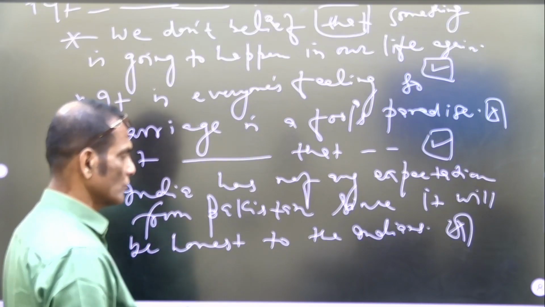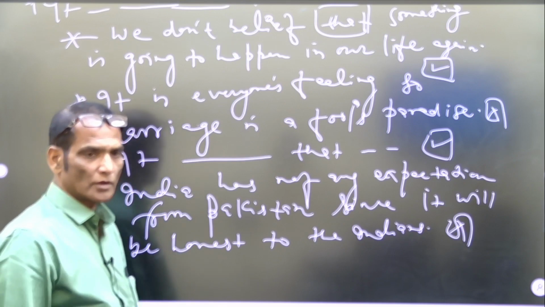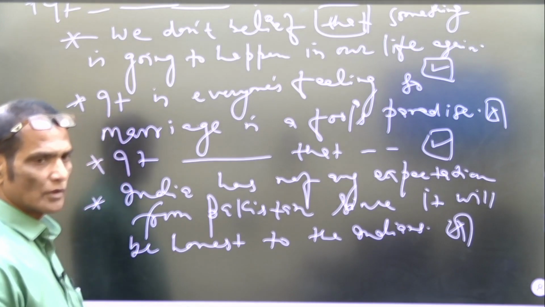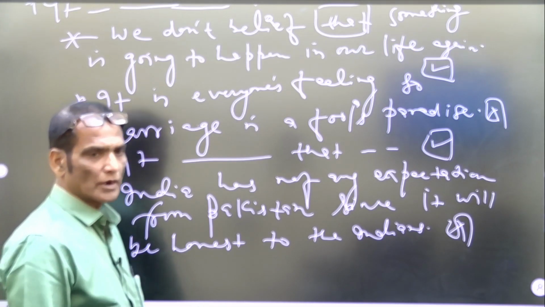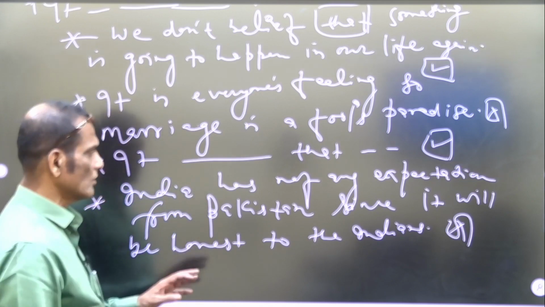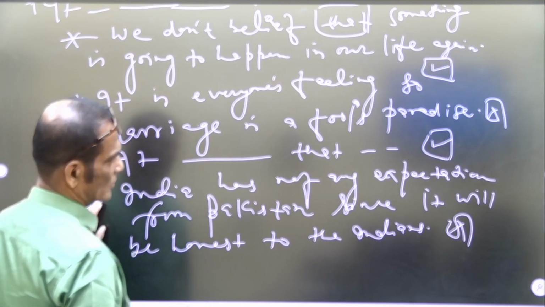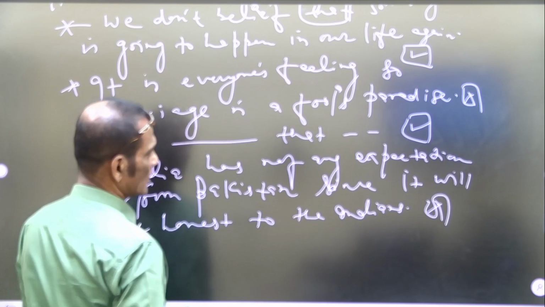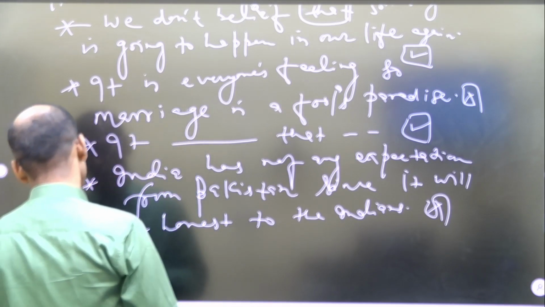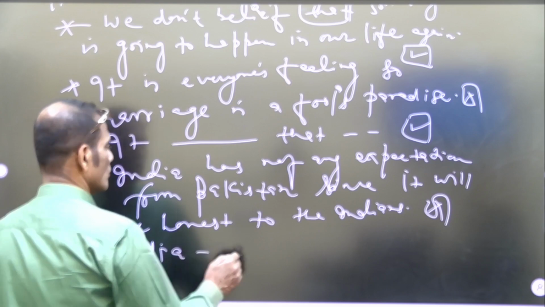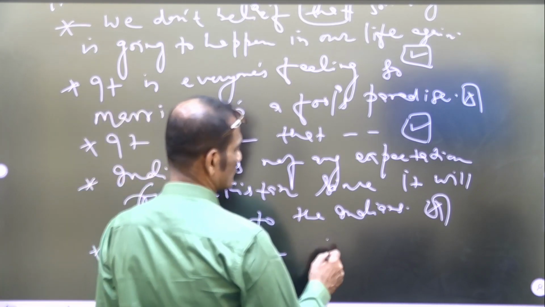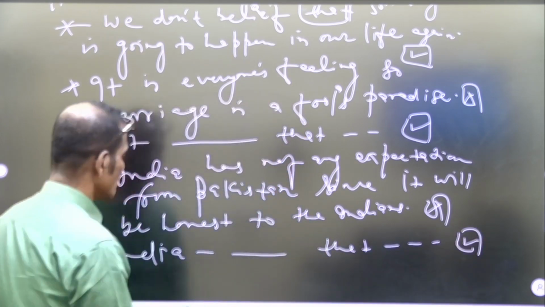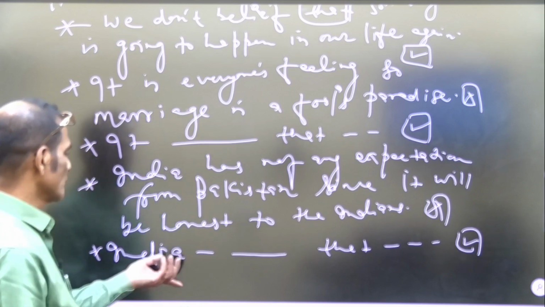Pakistan is never going to support India in any case. Actually, Pakistan has all time jealousy, enmity and not fraternity for India. So leave these all. Actually, we are clearing error point here. So here it should be, India has not any expectation from Pakistan that it will be honest to the Indians. This one is a correct sentence.